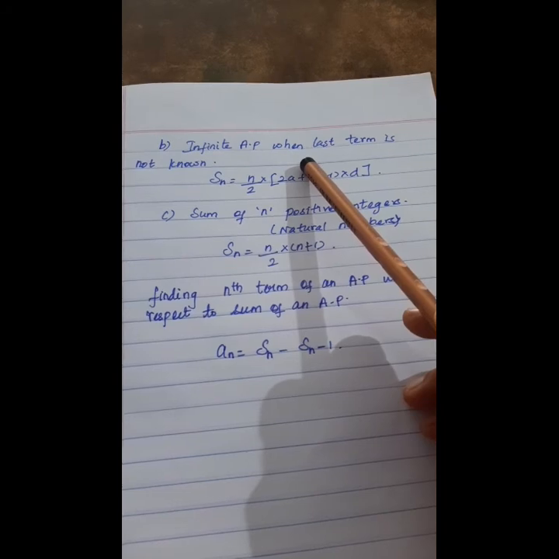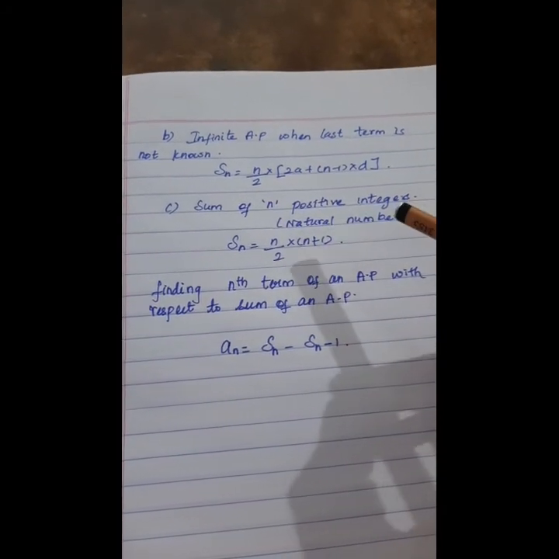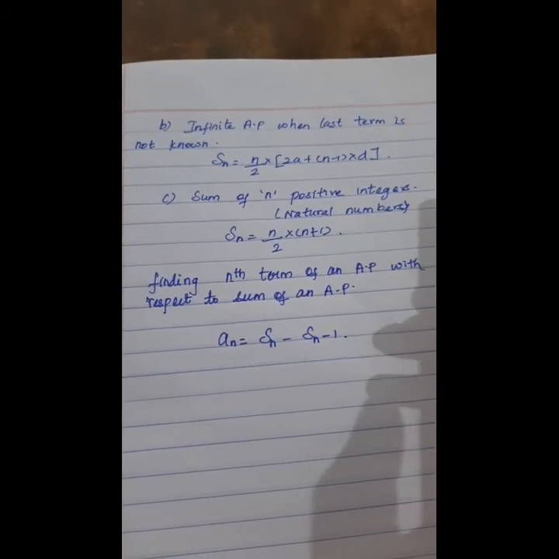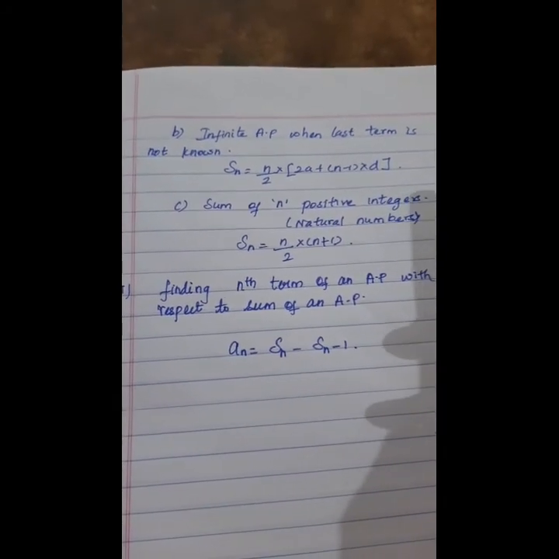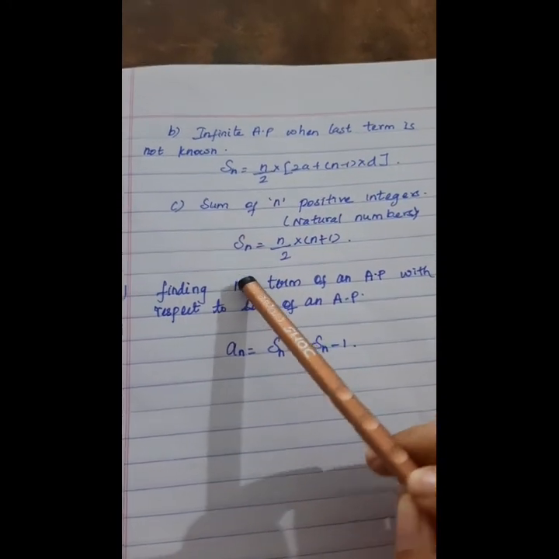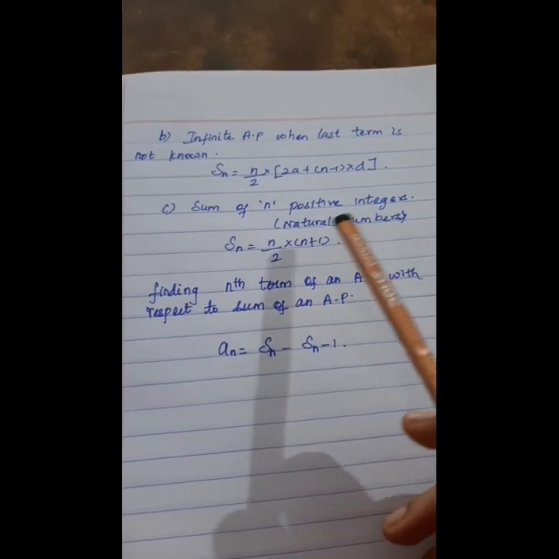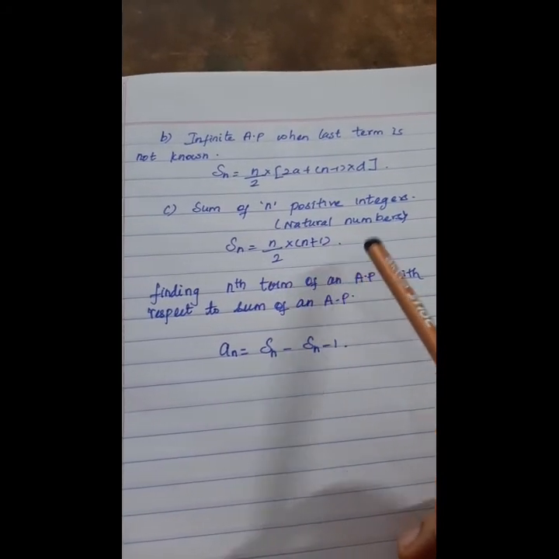Then for finding sum of an infinite AP, when will we call some AP an infinite AP? When it is not having a stop, when it is not terminating, when we don't know the last term, the AP is considered as infinite AP. For that, the formula is n by 2 into 2a plus n minus 1 into d. Then one more formula we have learned to find the sum of positive integers, which are our natural numbers, n by 2 into n plus 1.